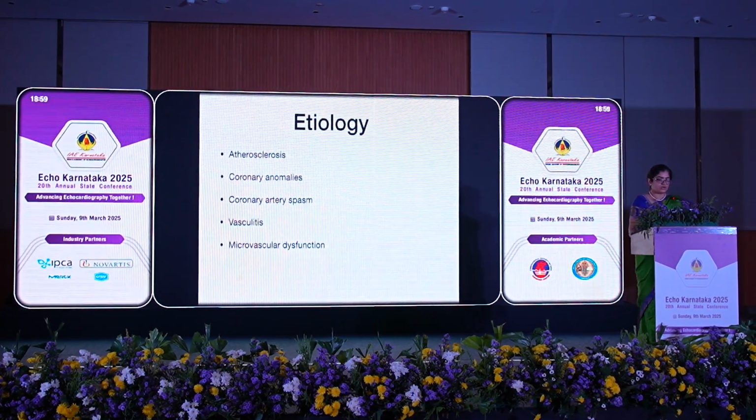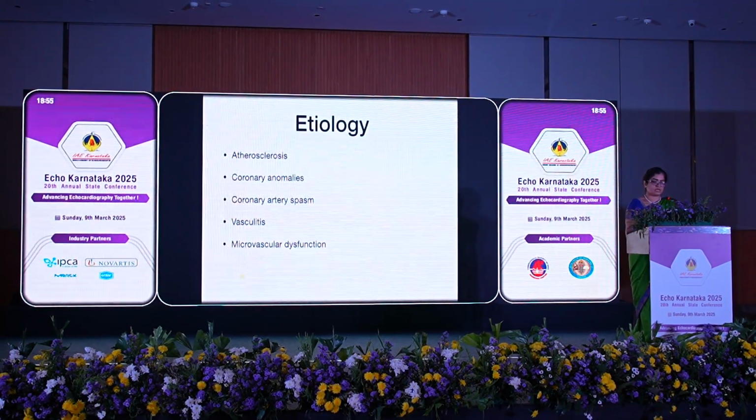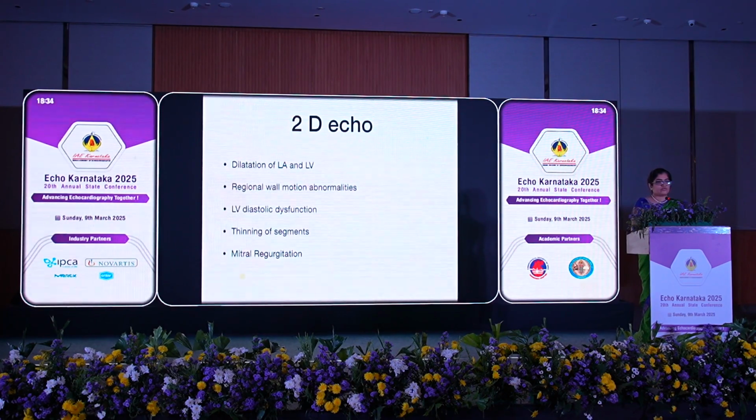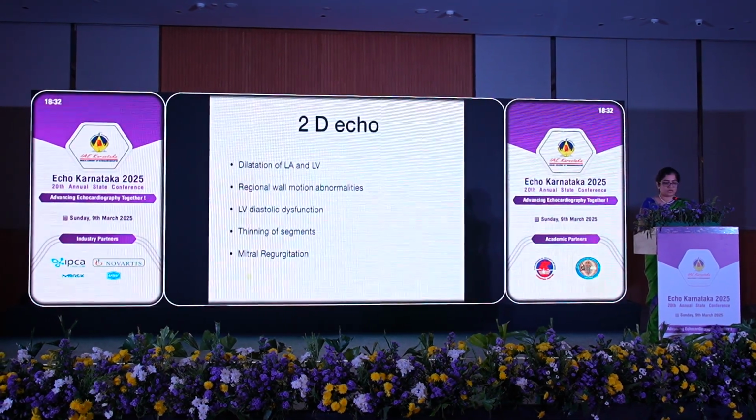So coming to the etiology, the overwhelmingly obvious cause for ischemic cardiomyopathy is atherosclerosis. However, there are a small percentage of patients who can present with non-atherosclerotic causes of ischemic cardiomyopathy. And these could be coronary anomalies, coronary artery spasm, vasculitis, and in patients with normal coronaries, it could even be due to microvascular dysfunction.